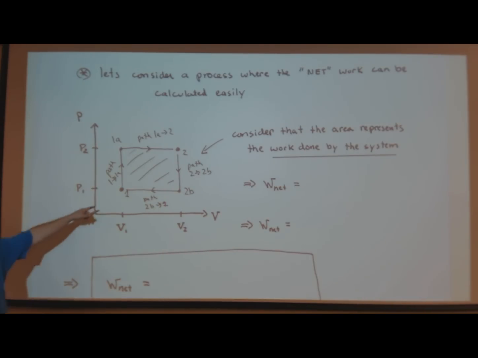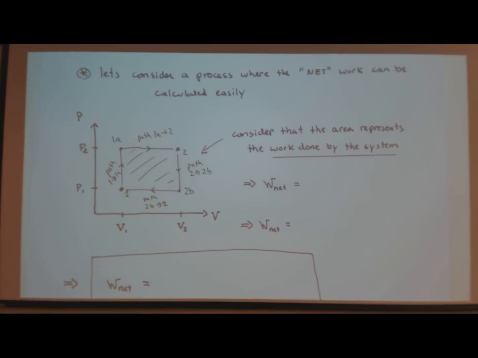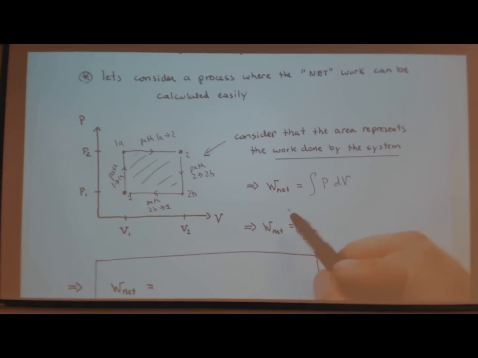So let's just, what is this? Net work done on or by? On? Okay, so let's just say we don't know, and let's just consider that the area represents the work done by the system. I already gave the clock analogy, right? But let's say we don't know, and then we'll guess that it's that. So the work done net by the system has to equal P dV. I don't have a minus sign because I'm saying net is by. So I don't have a minus sign here.